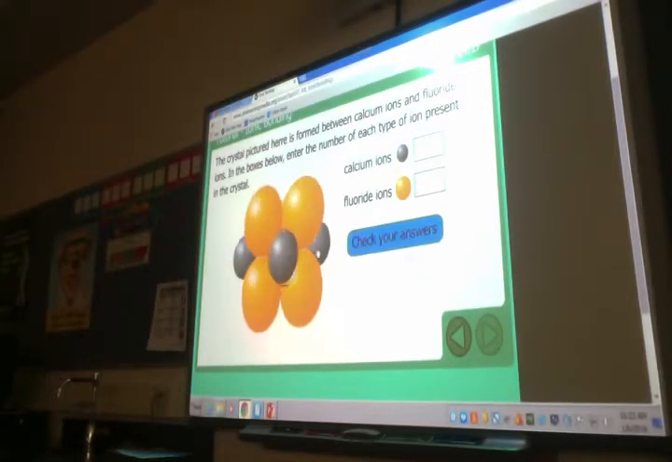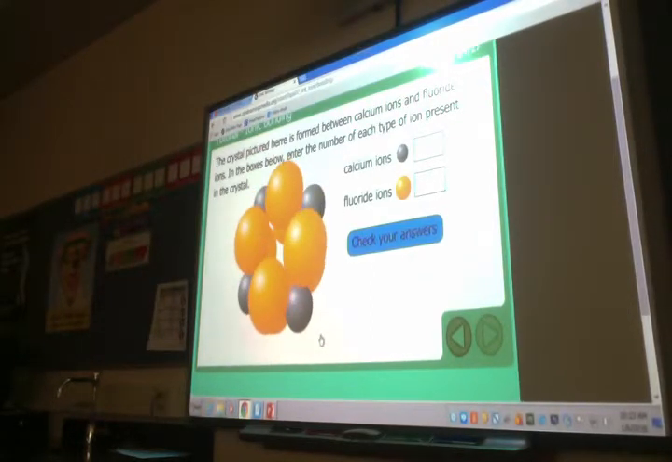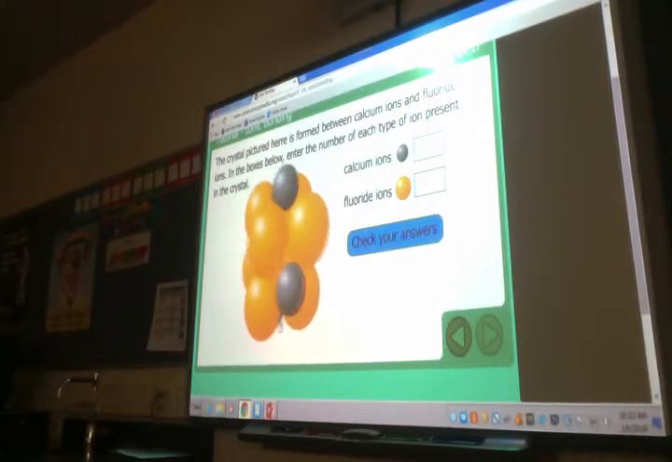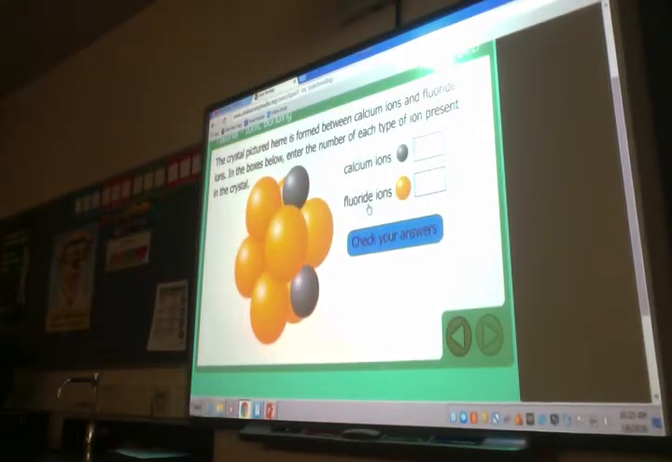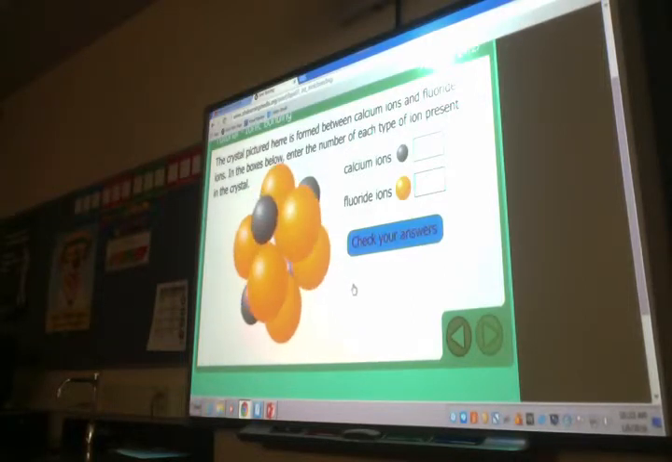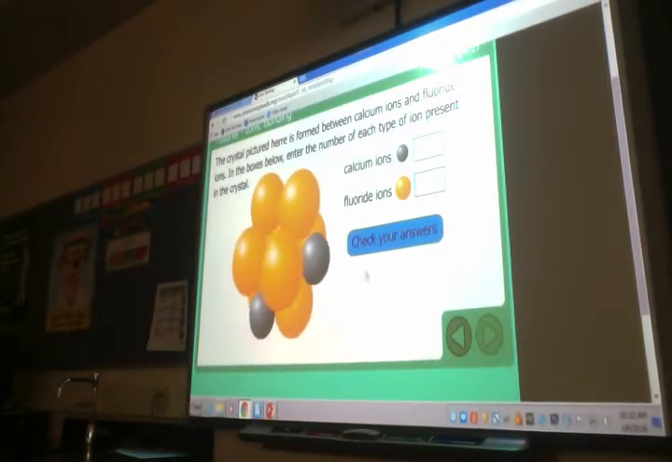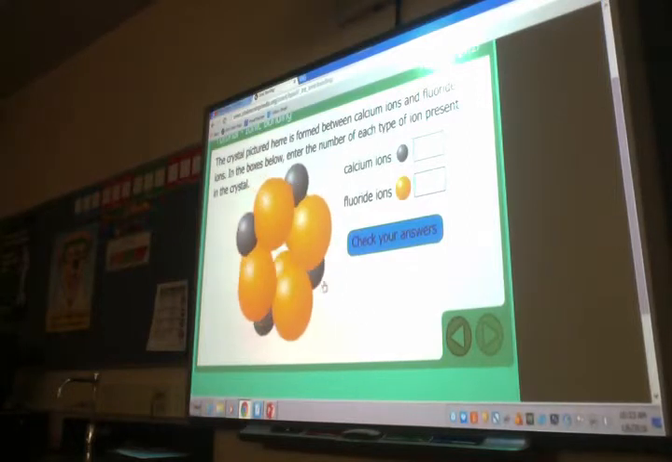Okay, here's another example. So this one now has calcium ions and fluoride ions. We'll talk about why it's changed to "ide" in a few minutes here. Well, probably tomorrow. But anyway, in this one, how many calcium ions do you see? How many of these?